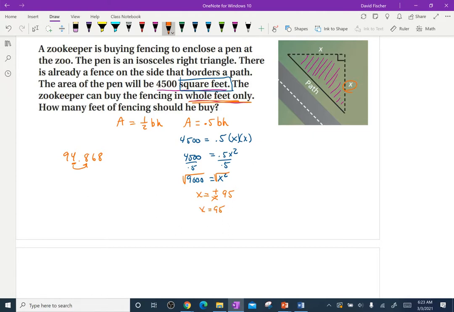Now, they said we have to buy the fence, and it looks like we need fence over here. And we need fencing over here to make this pen go into the right. So I have two x's over there. So I need to do 95 plus 95, or 95 times 2. Because I have two x's over there, two sides of the fence that I want to get put in. So let's answer the question now. The zookeeper needs... I'm getting 190.